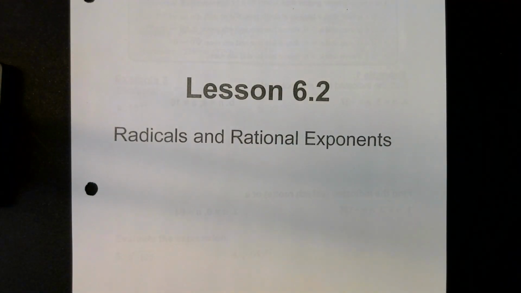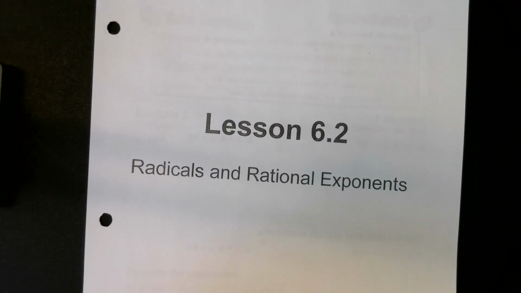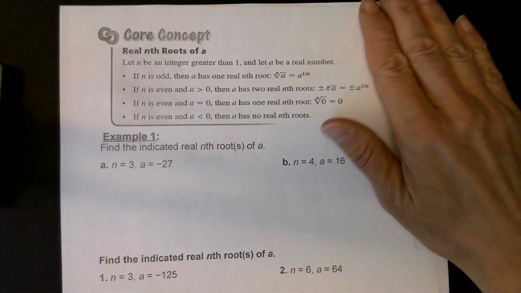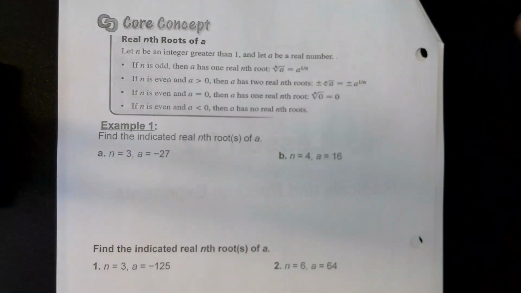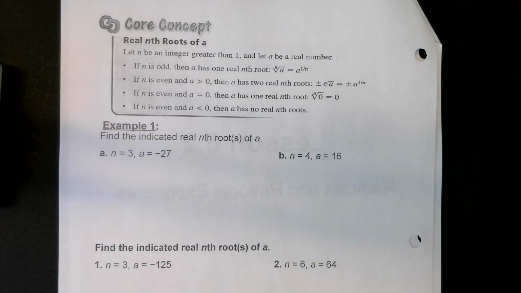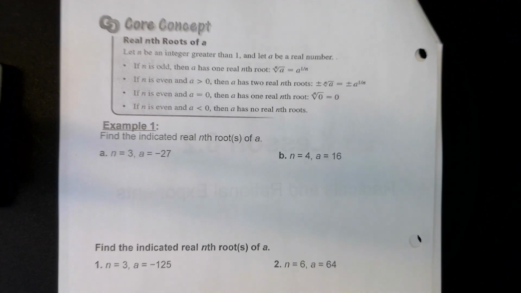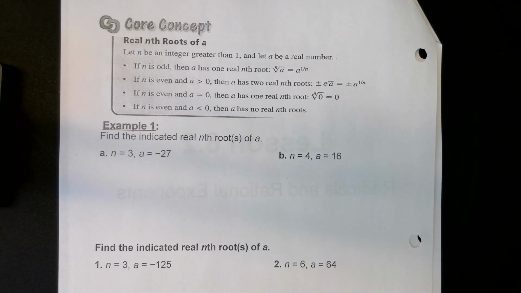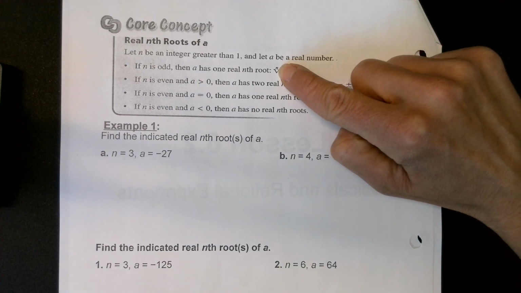So 6-2 is all about radicals and rational expressions. If we flip the page, we have a couple of properties, and I'll go through them as we go through an example. It says real nth roots of a. Let n be an integer greater than 1. So n will be that root, okay?